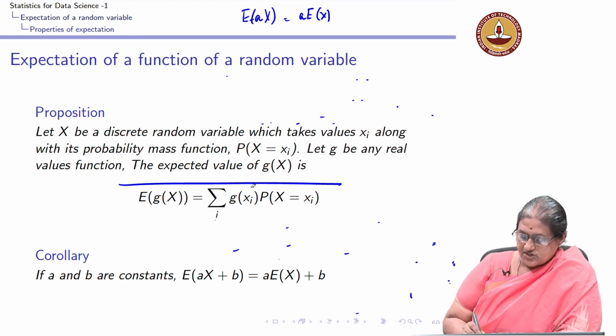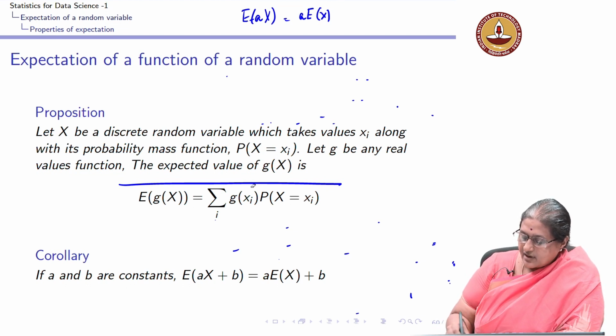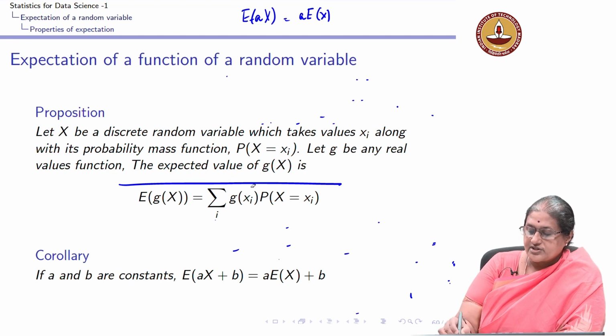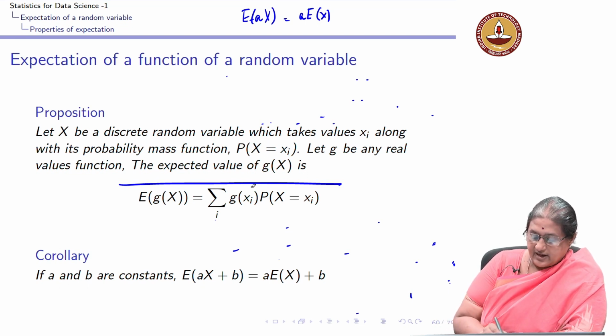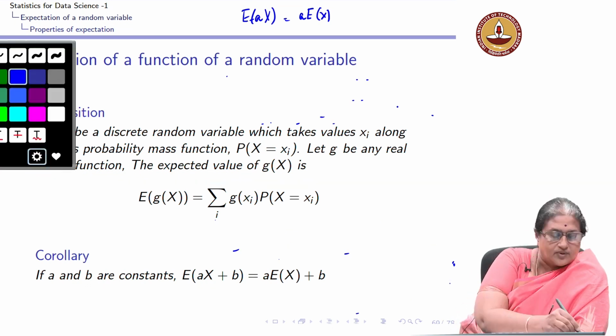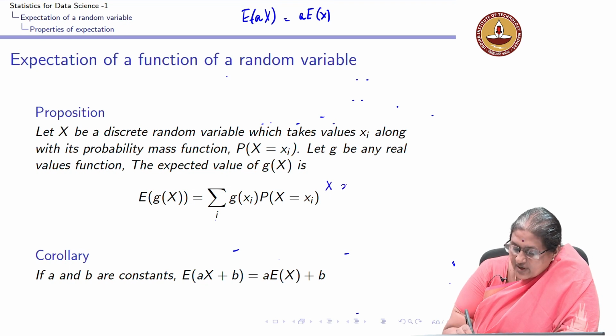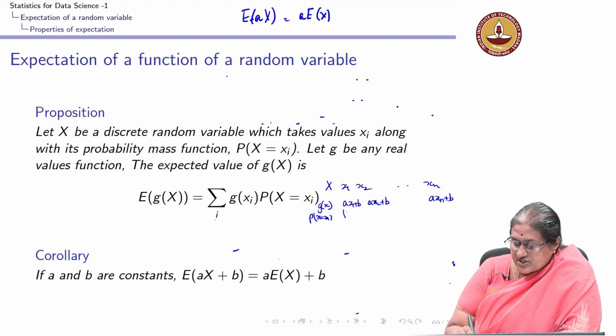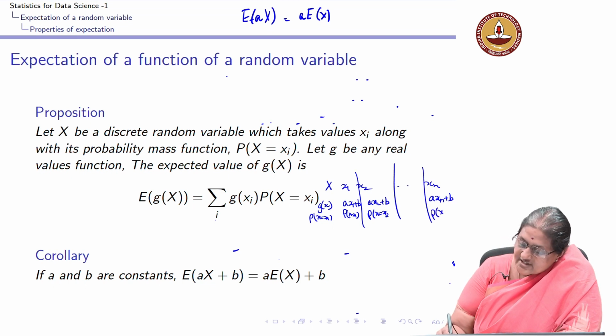Here a is a constant. Similarly, let us look at the case where g of x is equal to ax plus b, where a and b are constants. So, again, let us look at the case where both a and b are constants. What do I have? I have my x, which is taking the values x1, x2, up to xn. My g of x now is going to be ax1 plus b, ax2 plus b, up to axn plus b, with the same probabilities: probability x equal to x1, probability x equal to x2, up to probability x equal to xn.